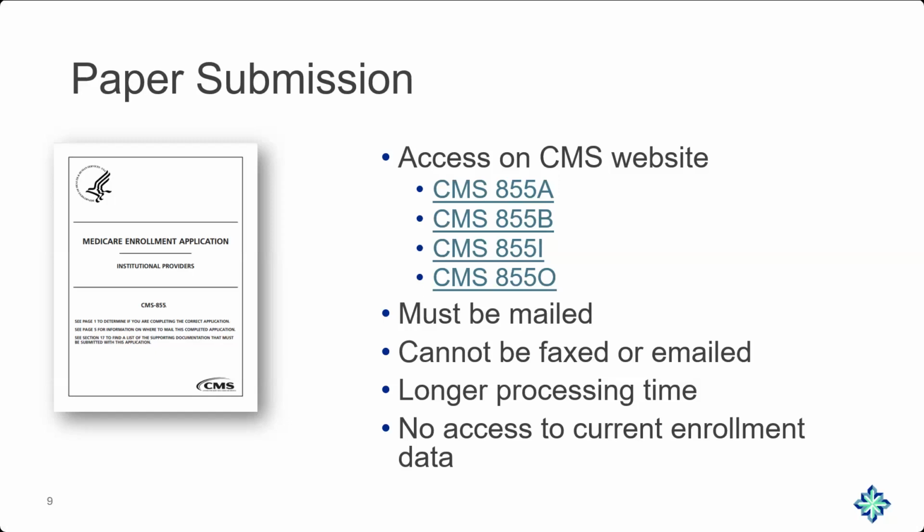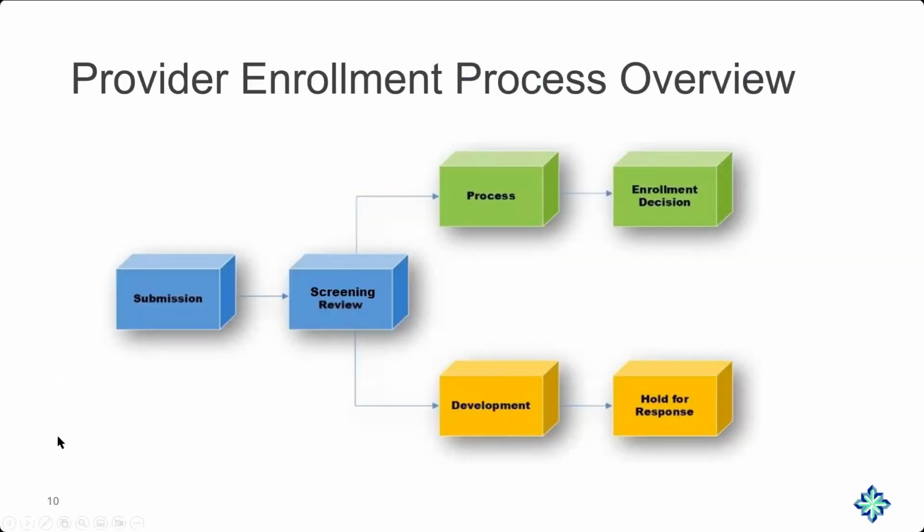So once that application has been submitted, this is what happens to it. It has two paths it can go down. The first one I'm going to show you is the basics. So there's submission. It does get screened or reviewed to see if we have everything. And then the analysts need to make a decision. Do we have everything? They'll continue in the process and they'll make an enrollment decision, whether that's an approval or a denial. If they don't have everything, they will develop and that application will be placed on hold for up to 30 days. Just depends on if the provider responds.